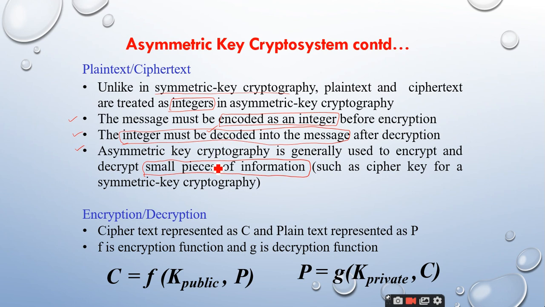So what do small pieces of information mean? In symmetric key cryptography, you have keys, right? For example, we have seen AES, we have seen DES. What is the length of the keys?